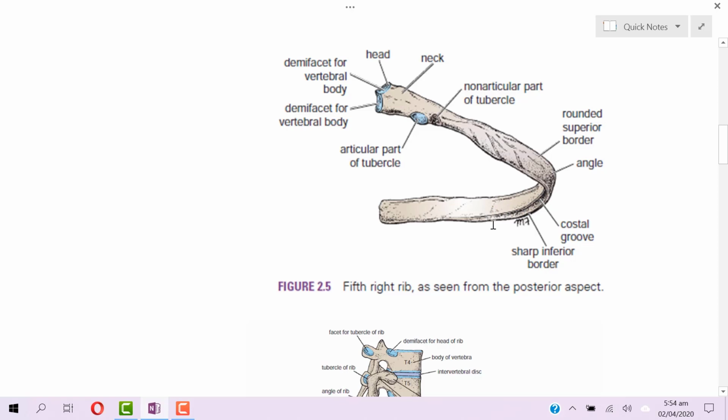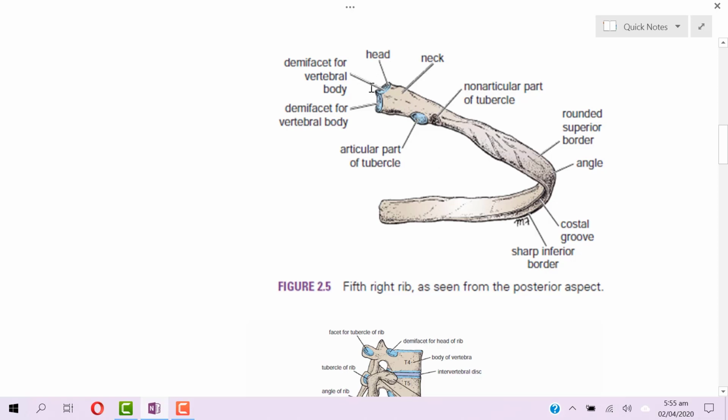Where costal groove is present? Costal groove is present on the inner surface near the inferior border. This is very, very important location. I will tell you afterward what is the importance, but what you have to learn, this costal groove is present on the inner surface and near the inferior border. This is costal groove.